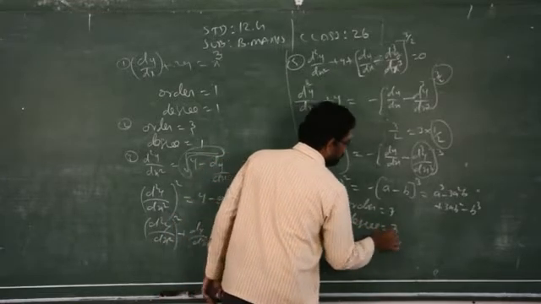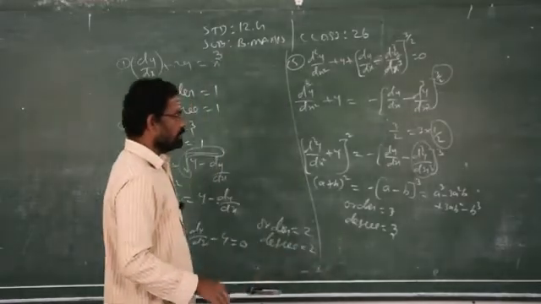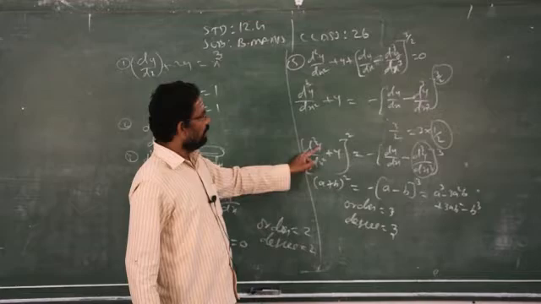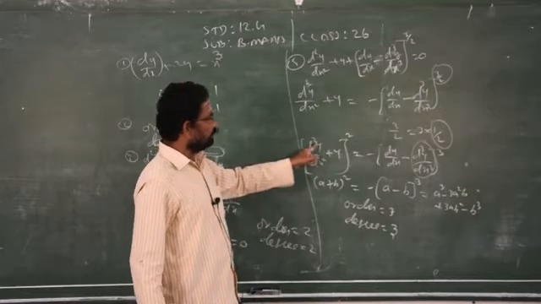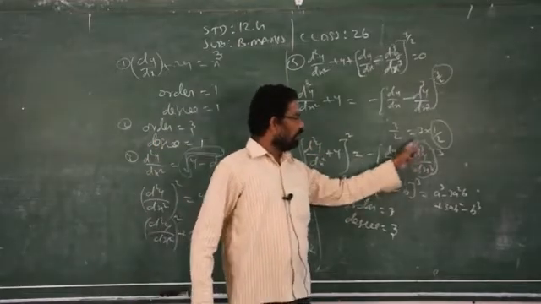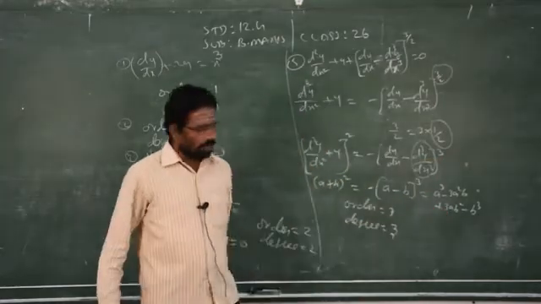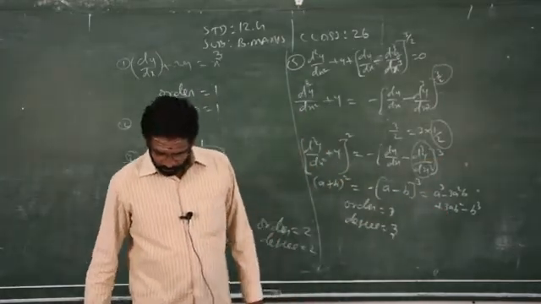Therefore degree is also 3. This is not the highest order. This is only 2, but here the highest order is 3. So the highest order and its power will come 3. By using this identity, you will get order 3 and degree 3.